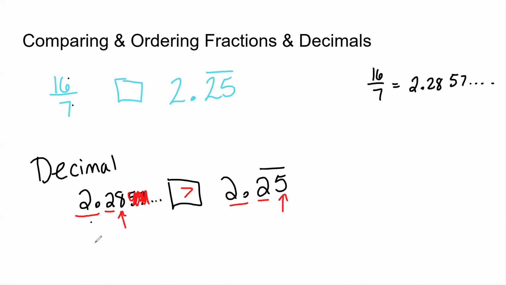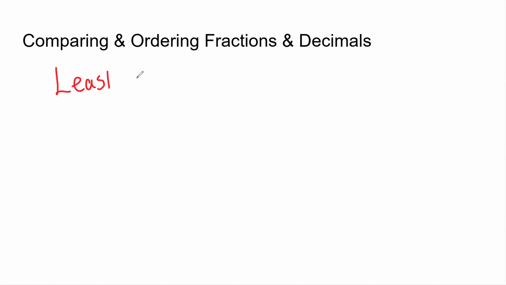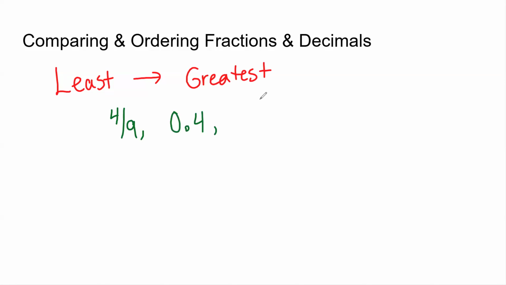Okay, all right, and then the last thing I want to do is order some. So let's order from least to greatest. I have 3 numbers here. I have 4/9, 0.4, so 4/10, and 5/14. So again, I would probably just go ahead and put them all to decimals. I think that's going to be the easiest thing, especially if you're allowed a calculator. If you're not allowed a calculator, you'll just do your long division. But if you are allowed a calculator, 4 divided by 9, this is one of our repeatings.